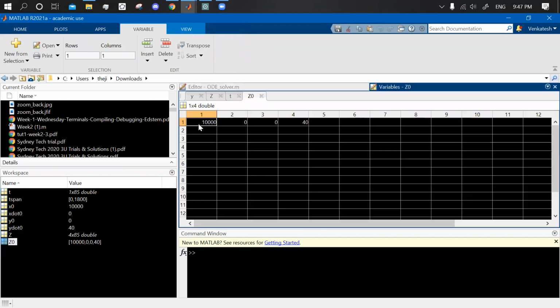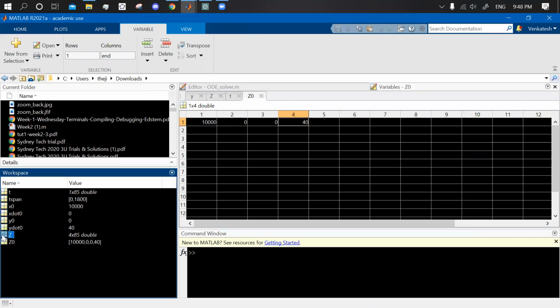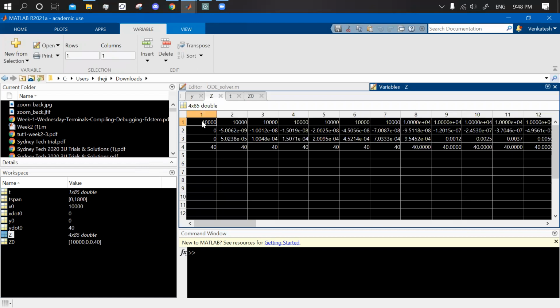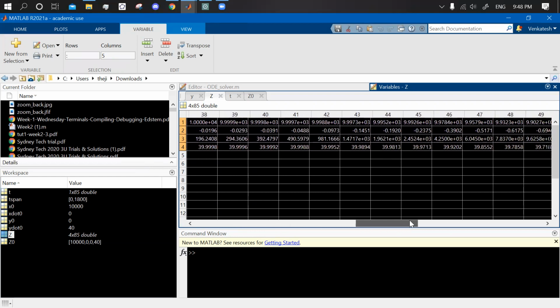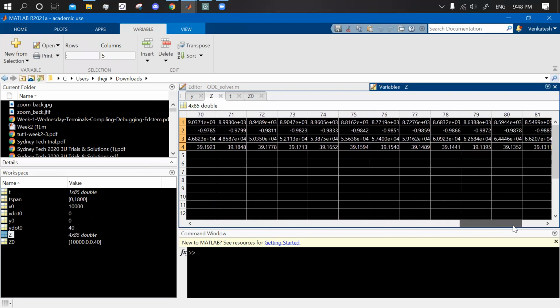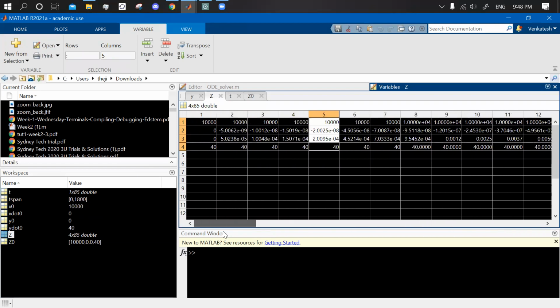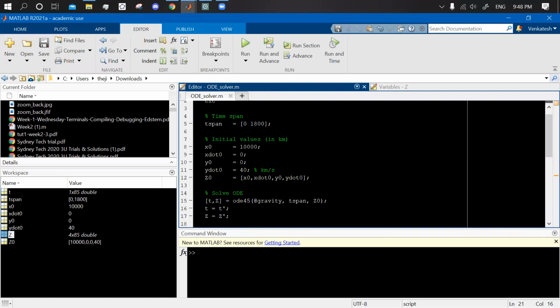So as you can see, that's our initial conditions: 1,000 kilometers, 0 y, 0 x dot, and then 40 kilometers per second as our derivative. We have z over here, and this is how it started off. This is our initial condition, and then each time period, it passed it on and moved on to the next value. So you can see the time evolution for all of this.